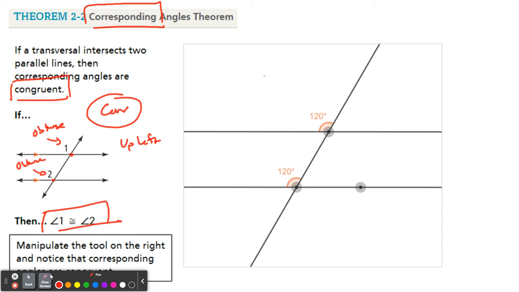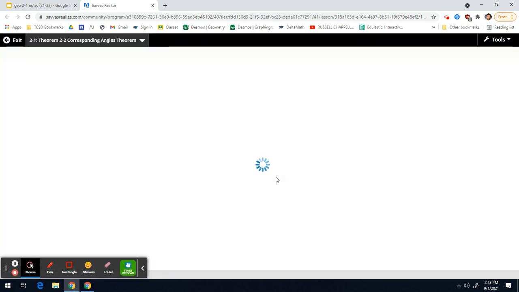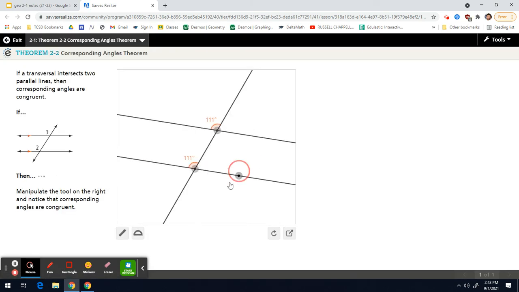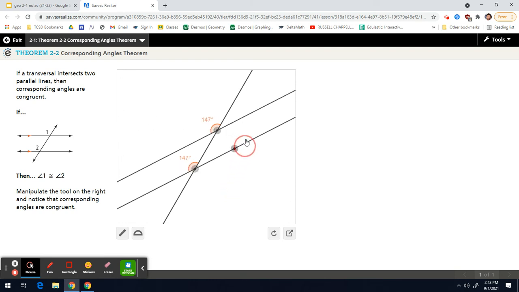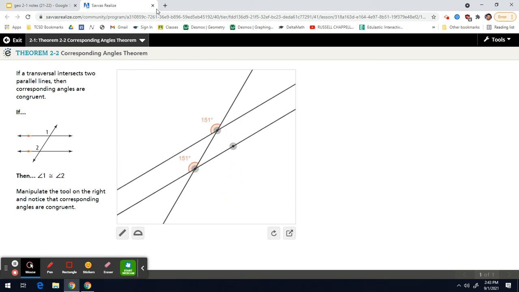Again, over here, you'll see 120 and 120. And if I take this tool and I start to manipulate it a little bit, again, you can see as the lines stay parallel, these 2 corresponding angles will stay congruent. 89, 89, 151, 151.